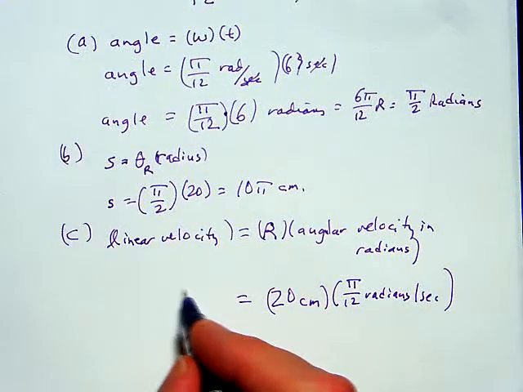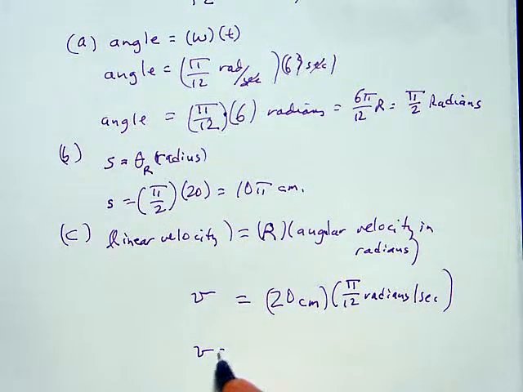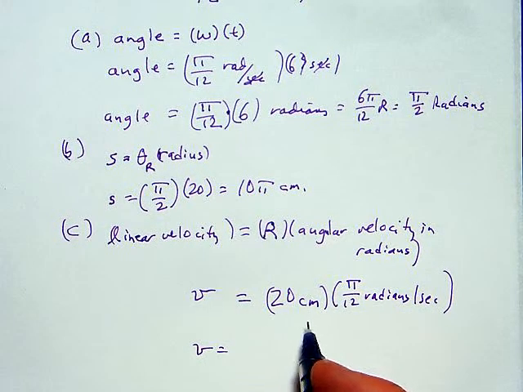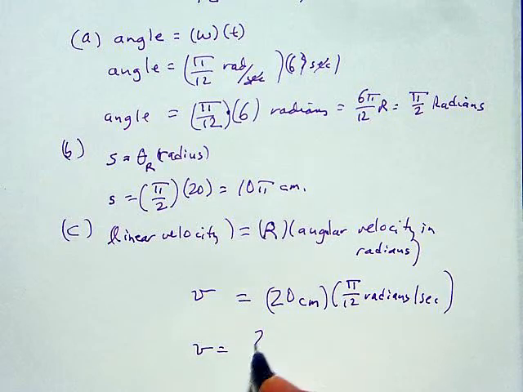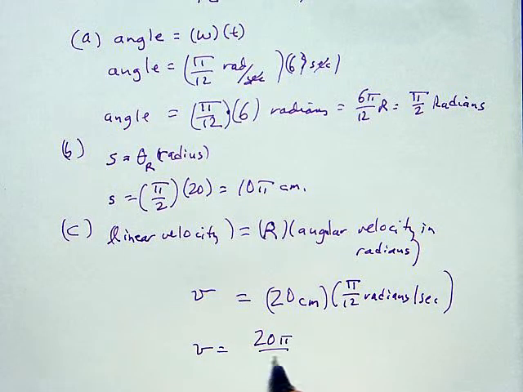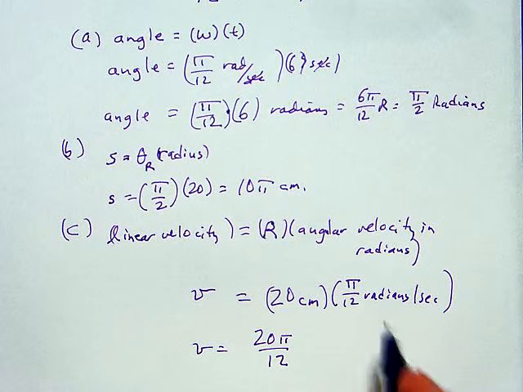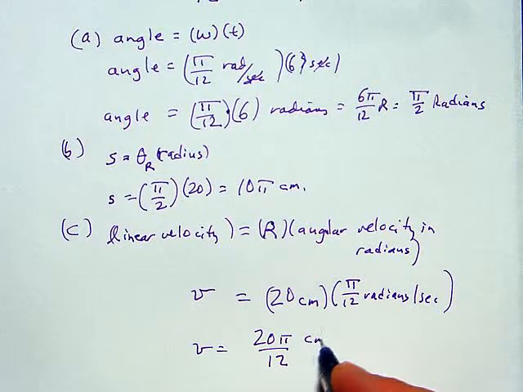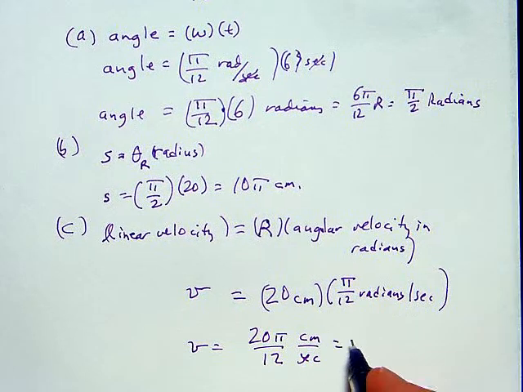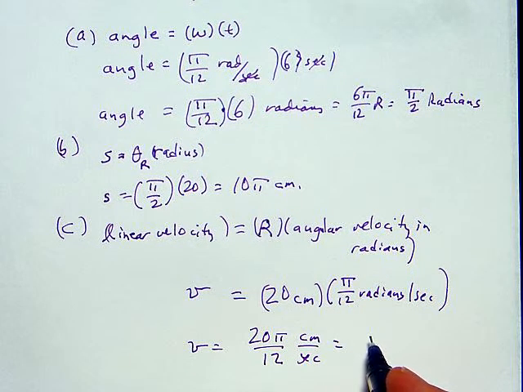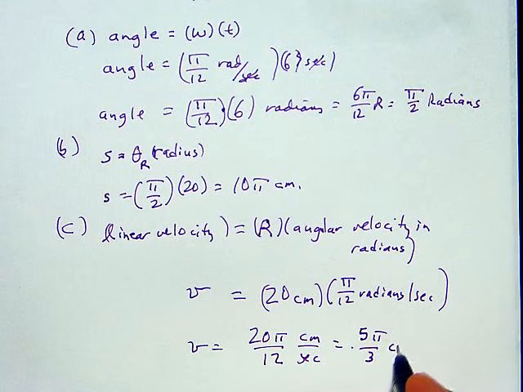So our linear velocity, or v, is going to be equal to 20 pi over 12 centimeters per second, which simplifies down to 5 pi over 3 centimeters per second.